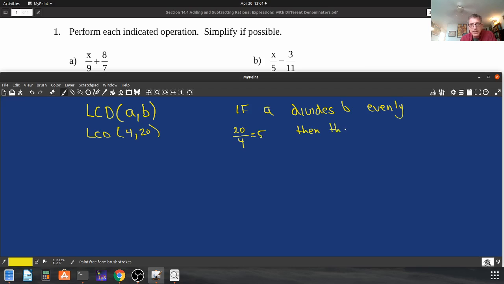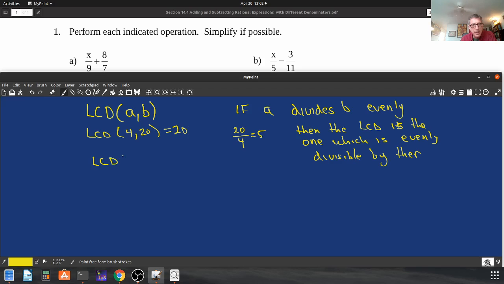Then the LCD is the one which is evenly divisible by the other. So the LCD of 4 and 20 is equal to 20 because 20 is evenly divisible by 4. So let's extend this to, say, a polynomial or a polynomial term.